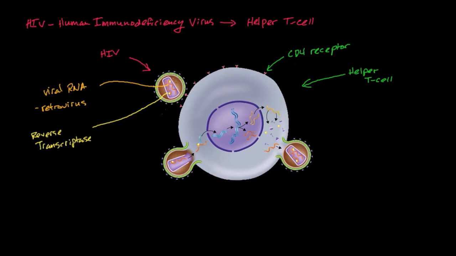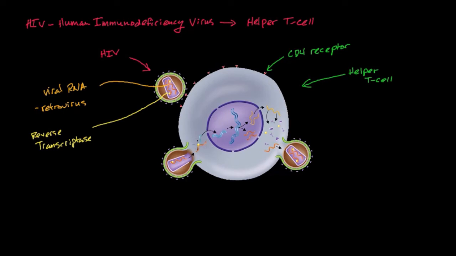So once this HIV virus binds to a CD4 receptor on a helper T cell, the membranes of the virus and the membranes of the helper T cell fuse together. And by doing this, the HIV viral RNA and the reverse transcriptase are released into the cell. So here you have viral RNA and reverse transcriptase being released into the cell.